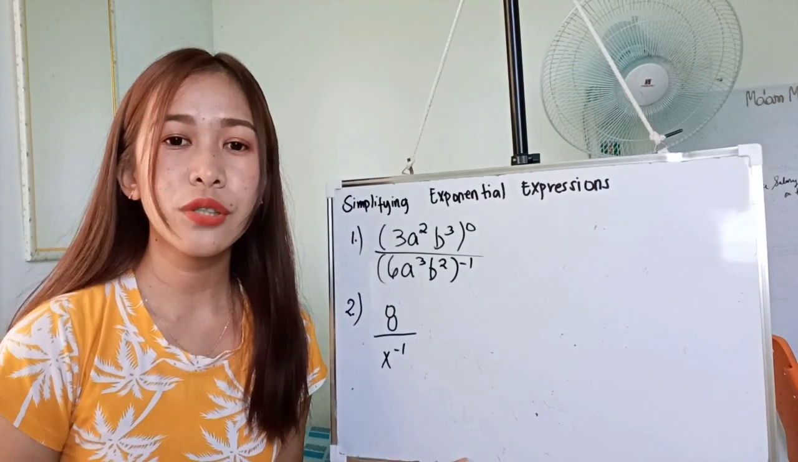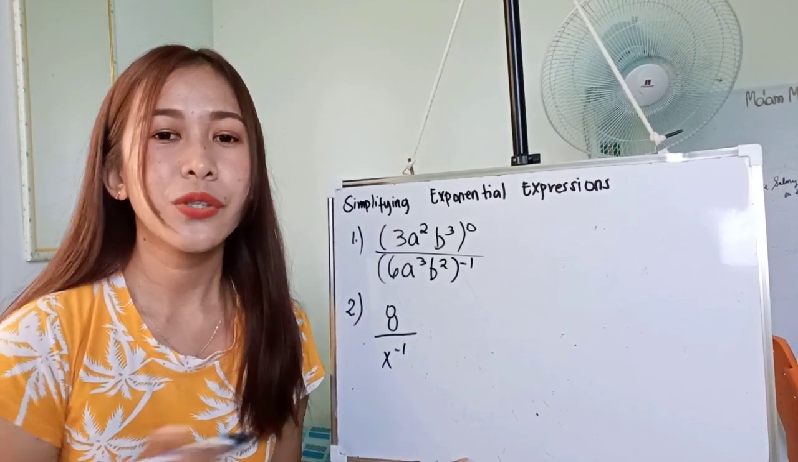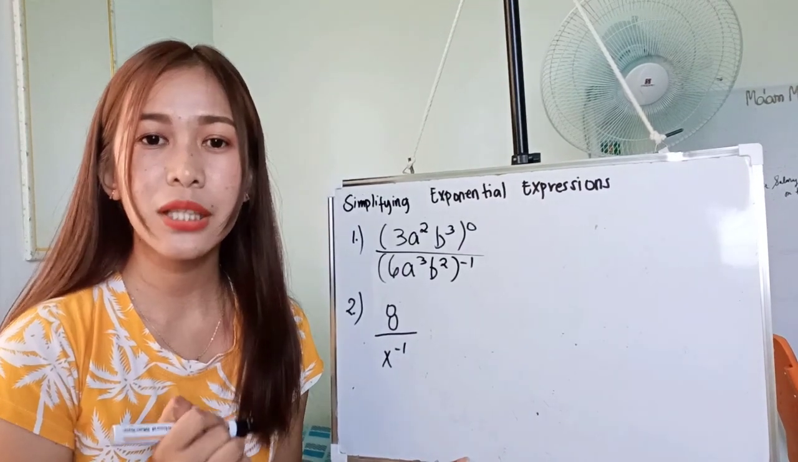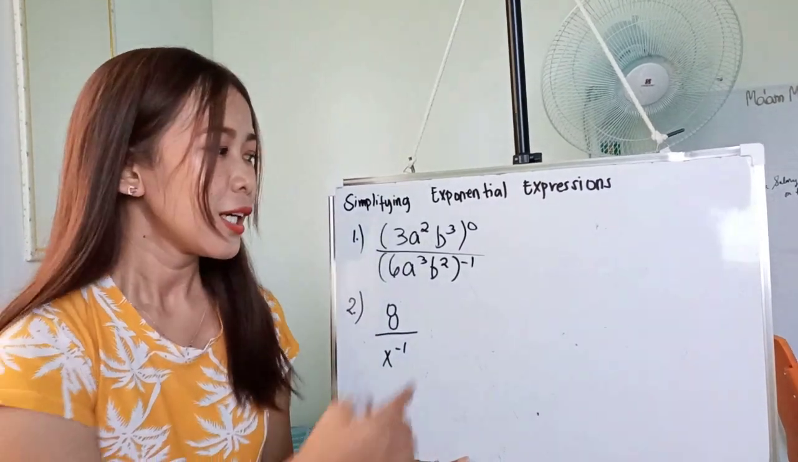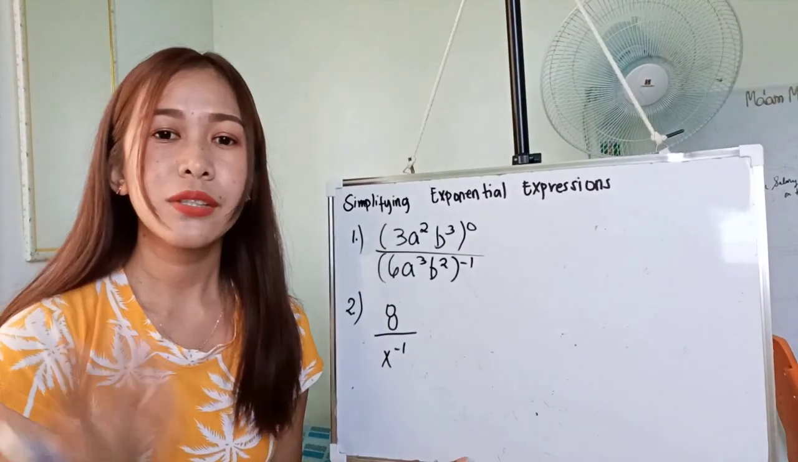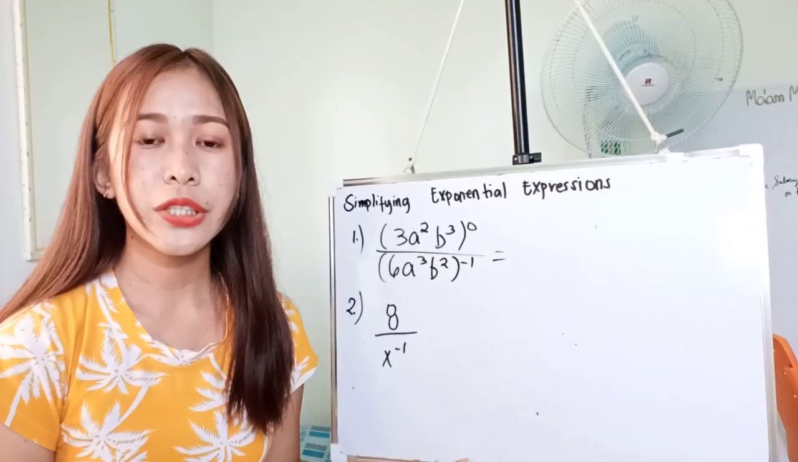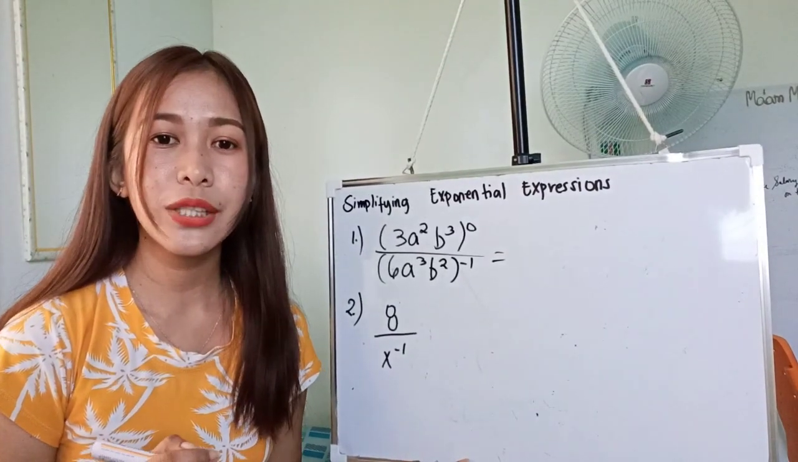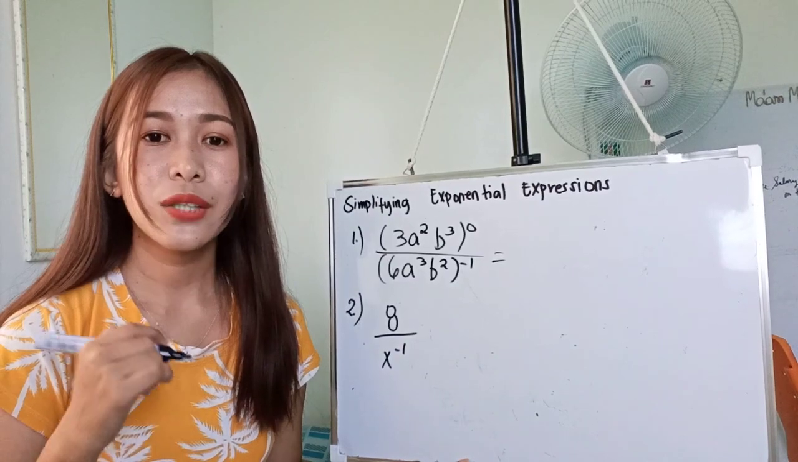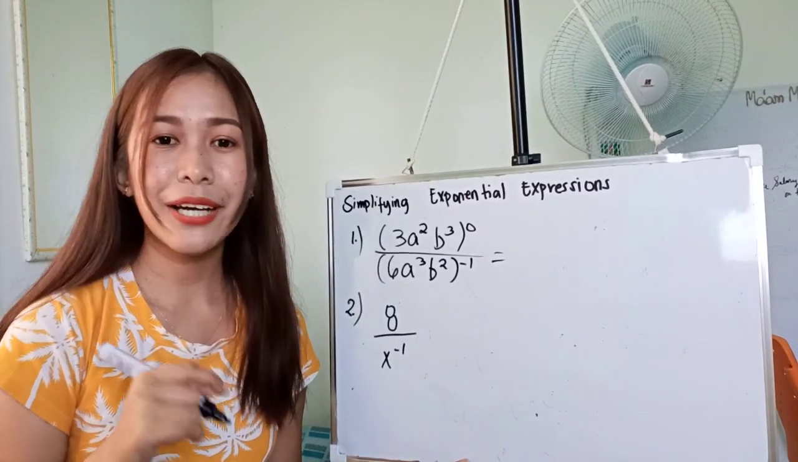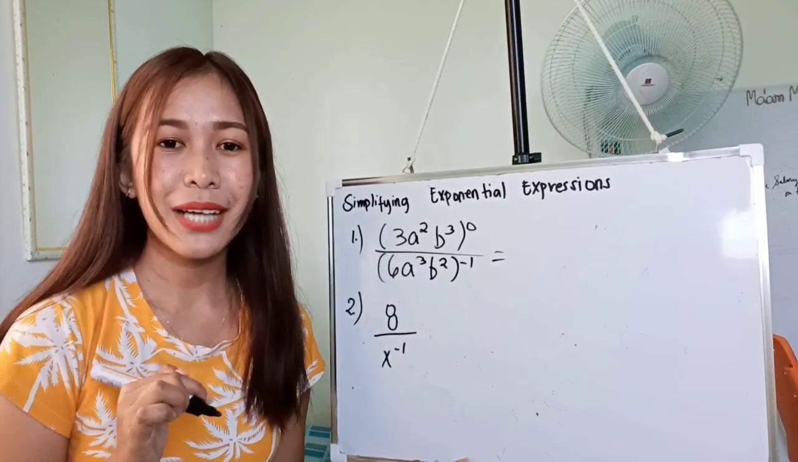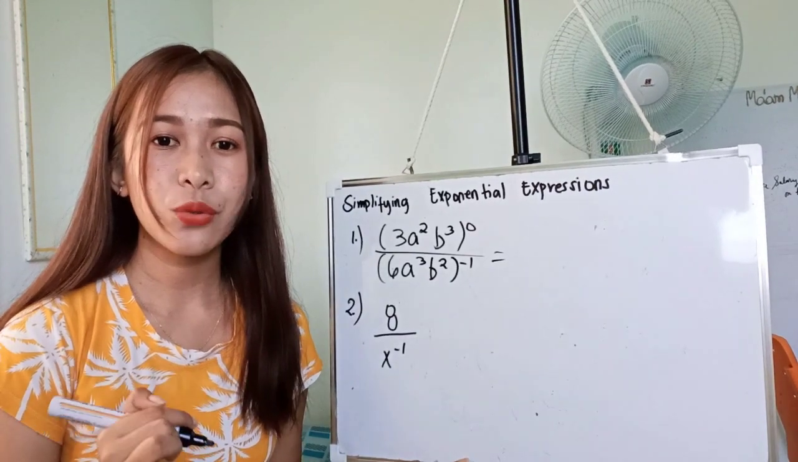Basta alam niyo yung rules or law of exponents, sobrang dali lang nito sa inyo. Magiging sisiw na lang to. Okay? So, whenever na solve tayo na expressions raised to 0, ano yung rule? Always equal to 1 kapag ang exponent ay 0. Diba? That is under the zero exponent rule.